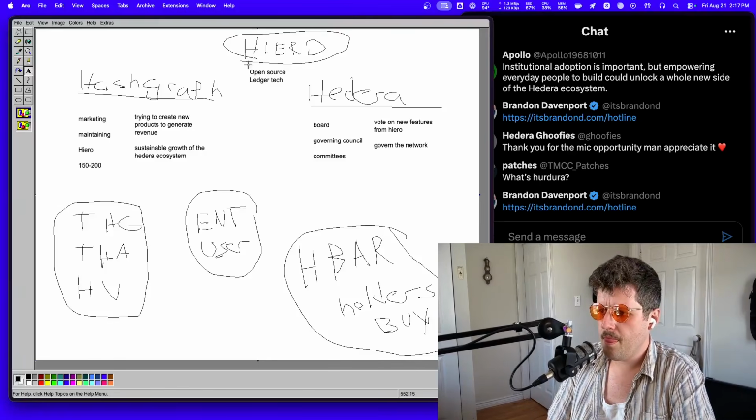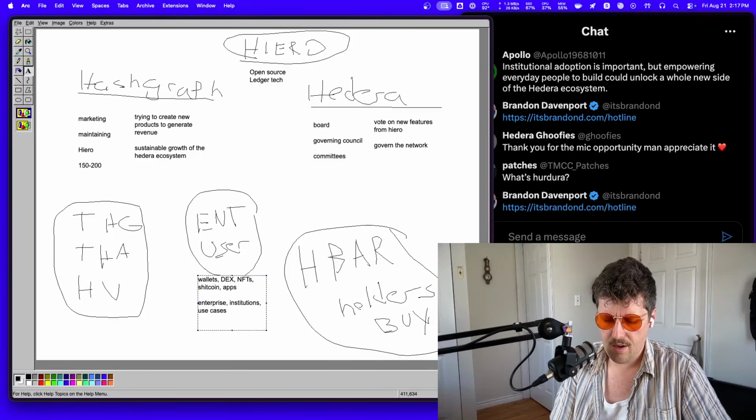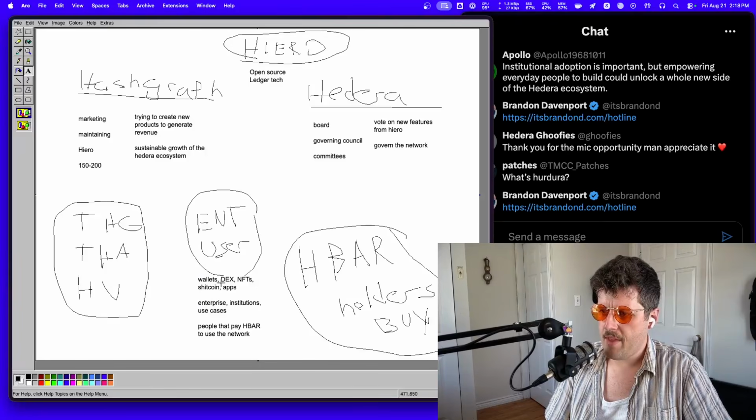And then let's maybe add a little bit more context here. So the enterprise user side, right? These folks are things like wallets, dexes, NFTs, shitcoins, retail or whatever apps. But then also it's stuff like enterprise, institutions, use cases, anything that is people that pay HBAR to use the network, right? That's this kind of stuff, right?